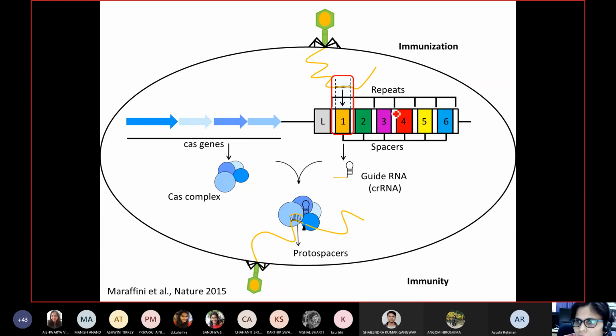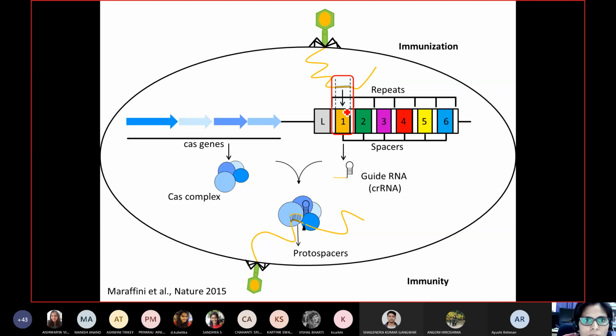So what you have here is the CRISPR locus, and what you see here is the first infection from the phage into the bacterial cell. Then some of the Cas proteins go and acquire some portion from the phage and integrate it into the CRISPR locus. So this is the first step. What you have here is L, which means the leader sequence, where the sequences start from. So basically this is the first step.